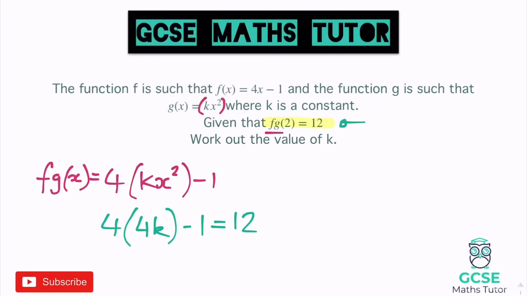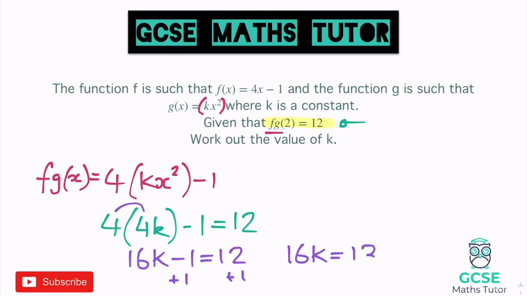Now we've got 4 lots of 4k, so we can expand this little bracket here, and that gives us 16k. So we have 16k, take away 1, and that equals 12. And that's just a nice little easy equation for us to solve now. We can add 1 to both sides. So if we add 1 to both sides here, we get 16k equals 13. And then we can solve that nice and easy, dividing by 16, and we get k is equal to 13 over 16. There we go, and that doesn't simplify, so we'd leave our answer just like that. k is equal to 13 over 16.